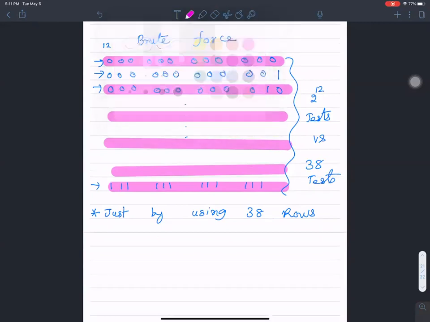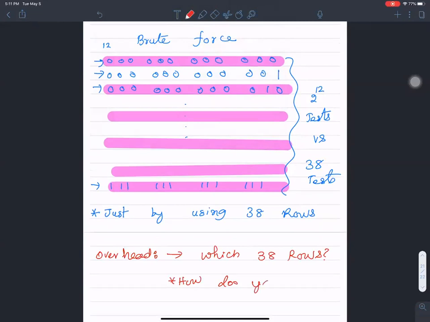Yes. Now the overhead really is, which 38 rows, or how do you pick the 38 rows?